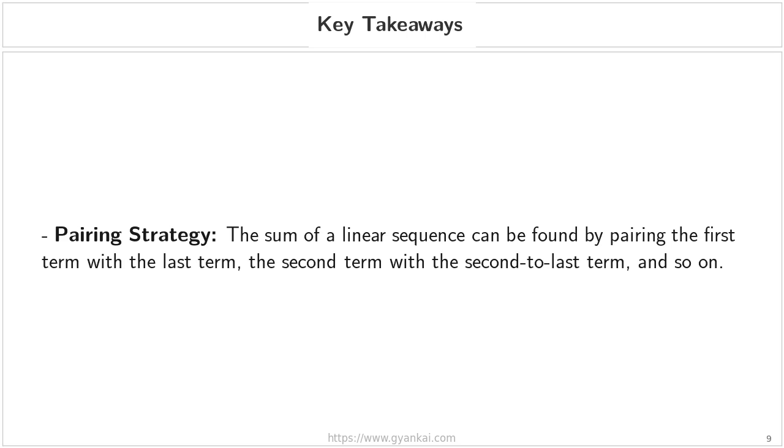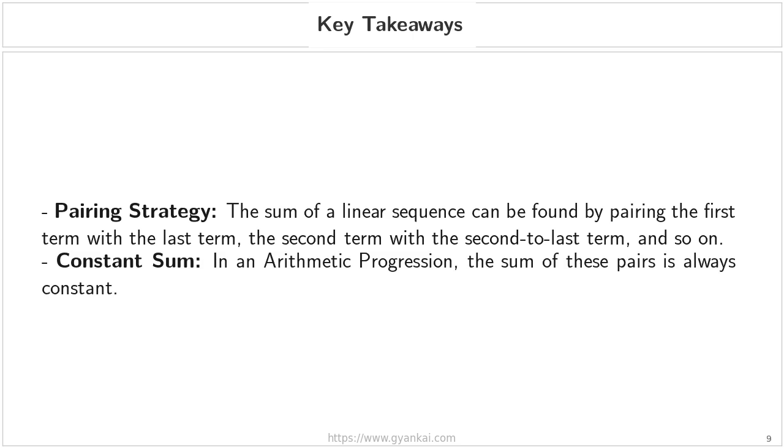Key takeaways. First, let's look at the pairing strategy. As we saw in the previous slides, the secret to this method is not adding numbers one by one, but rather pairing them up. You can find the sum of a linear sequence by pairing the very first term with the very last term, then the second term with the second to last term, and continuing this pattern until you reach the middle.